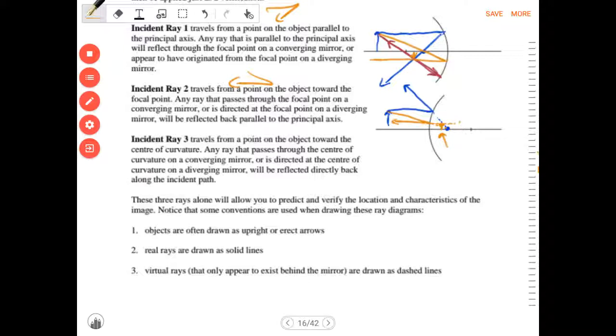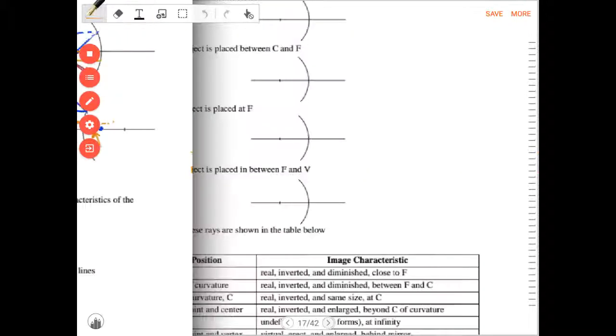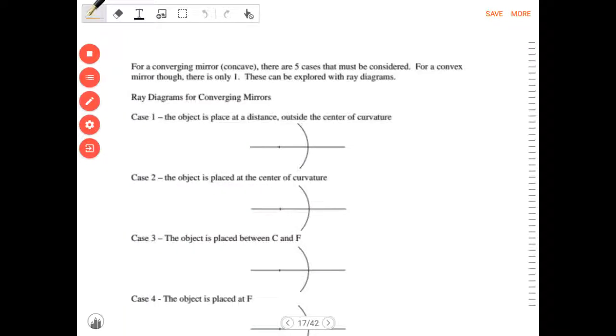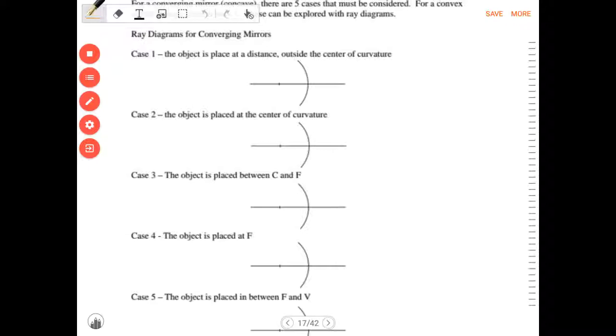Notice that some conventions are used when drawing these rays. Objects are often drawn as upright or erect arrows, so we just draw an object like that. Real rays are drawn as solid lines. Virtual rays, the ones that appear to exist behind the mirror, are drawn as dashed lines. So we'll use those here in a minute. For a converging mirror, so concave, there are 5 cases that must be considered. For a convex mirror, though, there's only one. These are explored with ray diagrams. So let's look at case number 1.